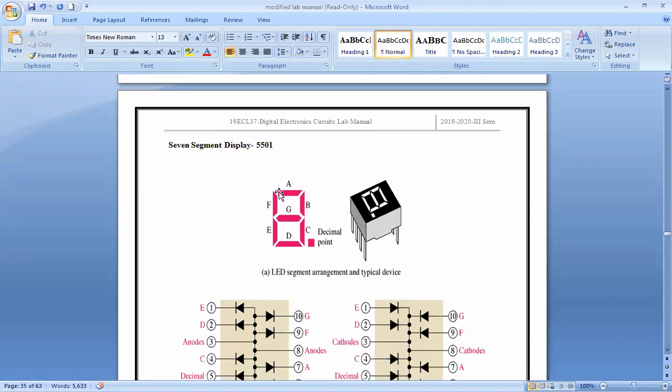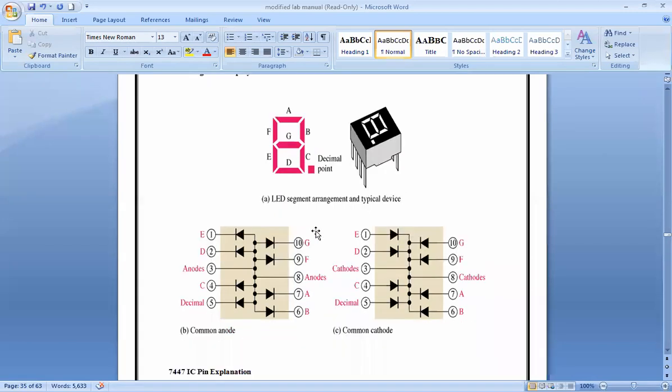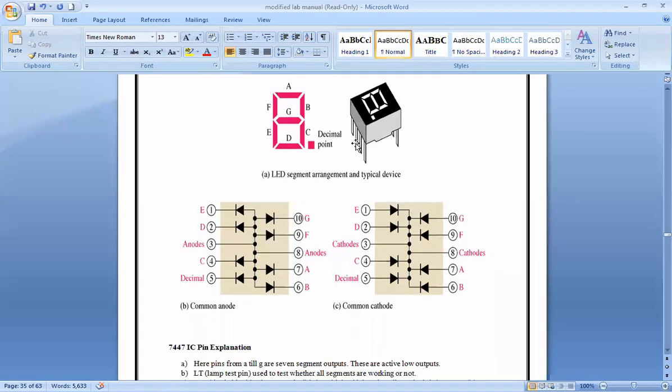So here each segment is an LED. For example, this is taken as A, and this is taken as B, C, D, E, F, G. Some will even have the decimal point, so that will be taken as H. So this is how typically it looks in the form of your pins.